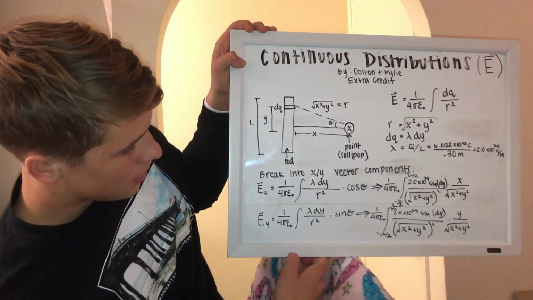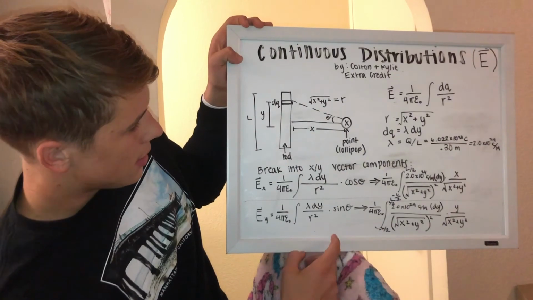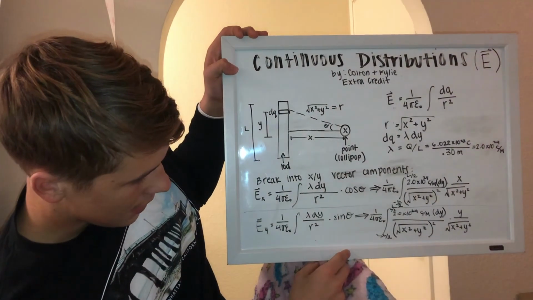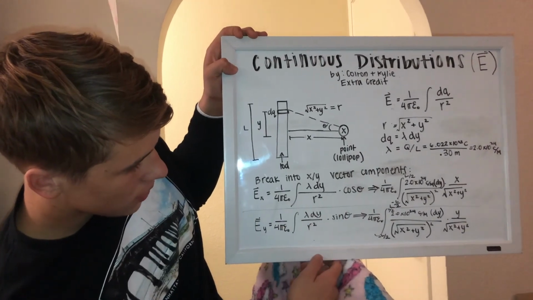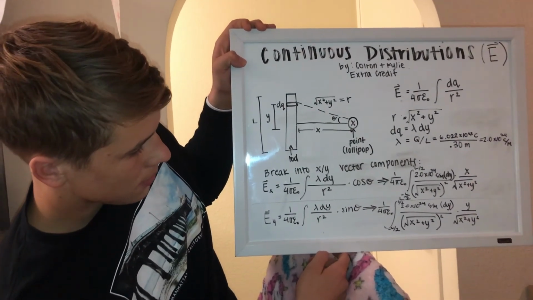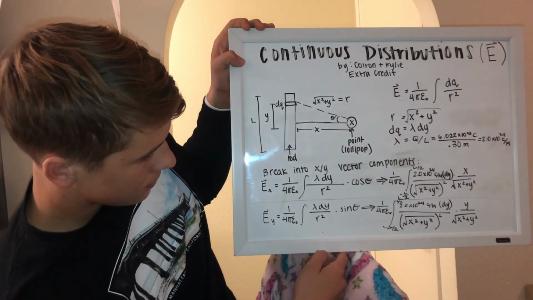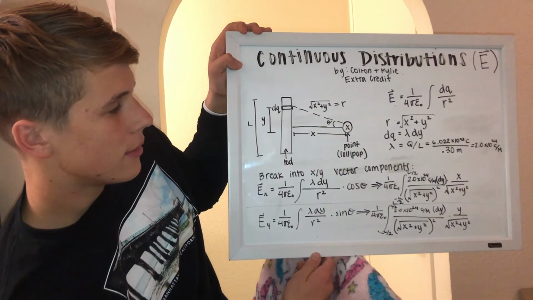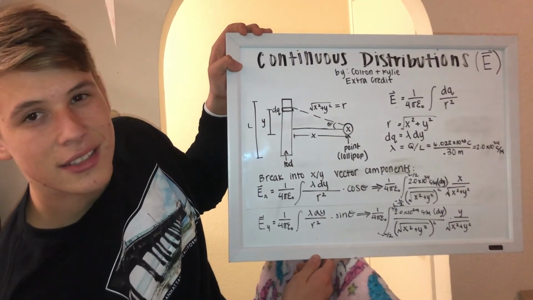And for the Ey, you would do the same thing except with sine theta in order to get this component of the electric field. Instead of x over the square root of x squared plus y squared, it would be y over the square root of x squared plus y squared. And then you could plug these in and evaluate the integral, but the professor will not ask you to do that.